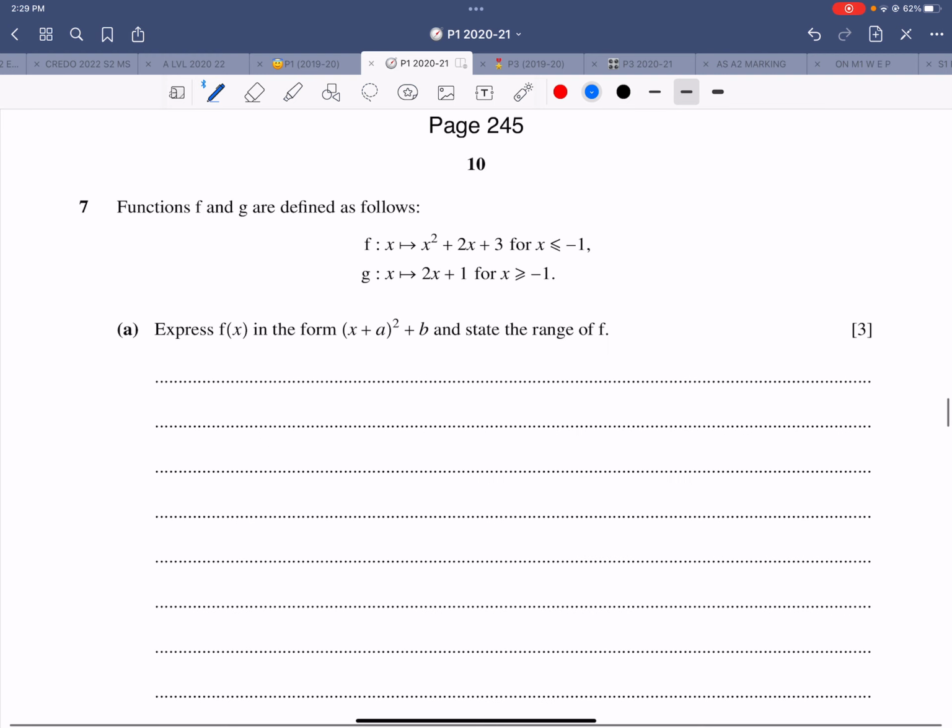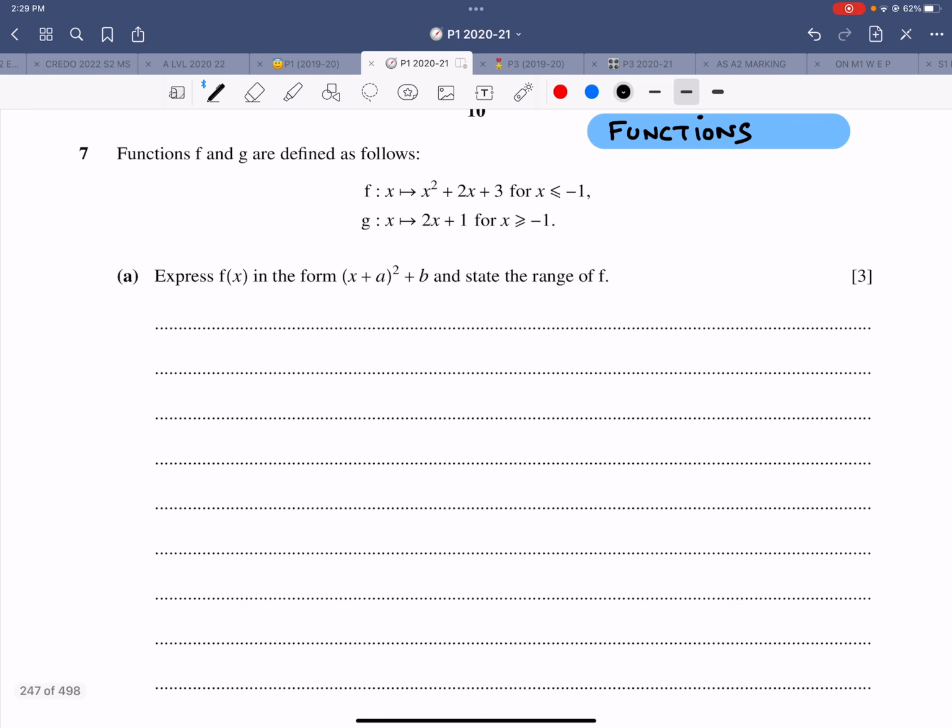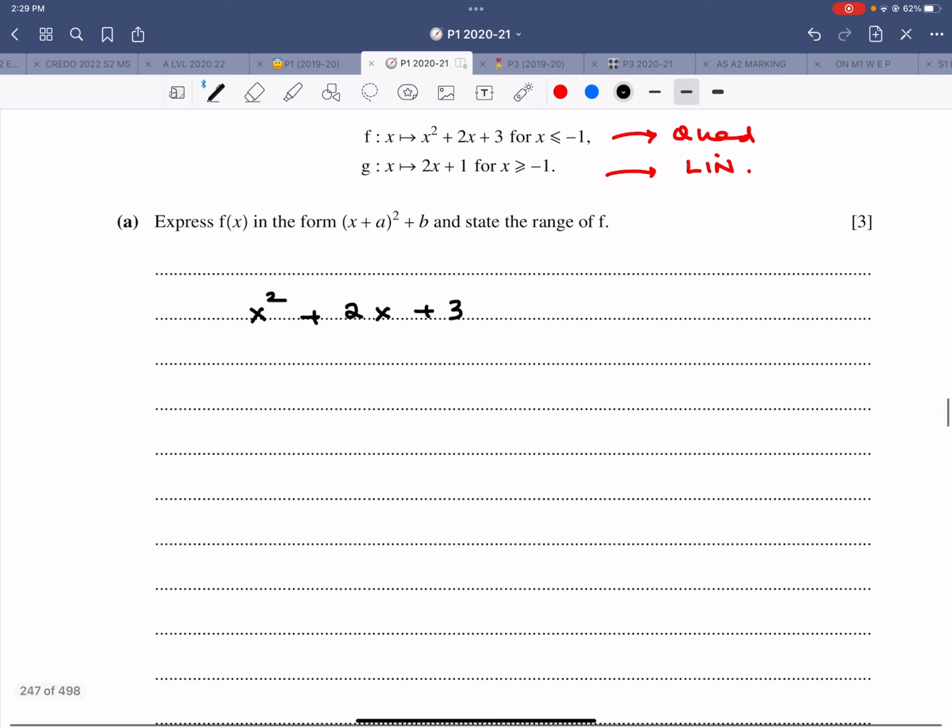Question number 7. This is functions. Functions f and g are defined as follows. f is a quadratic function and g of x is a linear function. First thing is about completing square method. x square plus 2x plus 3. We are going to apply completing square.